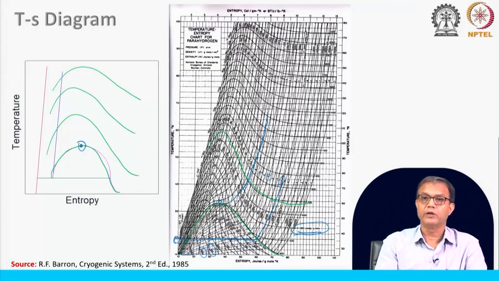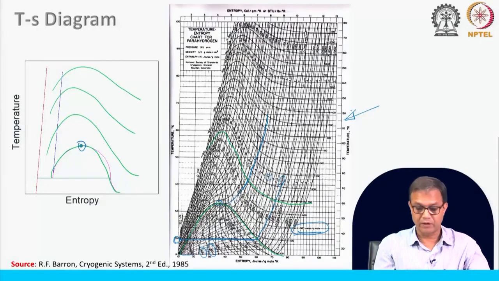Sometimes you will find that we are expressing it in terms of joules per gram mole, sometimes it would be in terms of joules per mole also, or joules per gram also. So, you have to be careful about the unit. So, this graph or this chart will be supplied to you and you have to learn reading this particular chart.